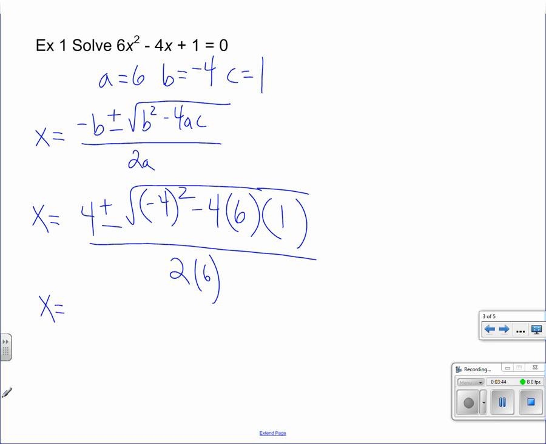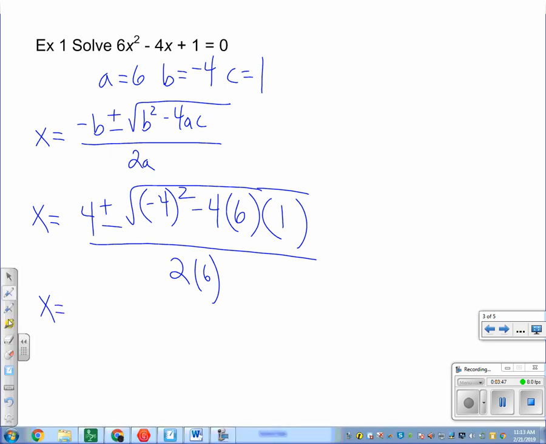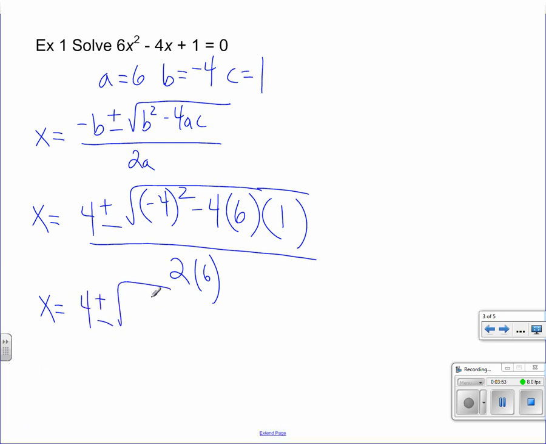Let's simplify this monstrosity. So now we get plus or minus, well, negative 4 squared means negative 4 times negative 4. That's 16. Minus, well, 4 times 6 times 1 is 24. Okay, you could also think of it like this, and I recommend doing it this way actually. Take the minus with the number that comes after it. So say not minus 4, but negative 4 times 6 times 1. That's going to be negative 24. All over 2 times 6, which is 12.